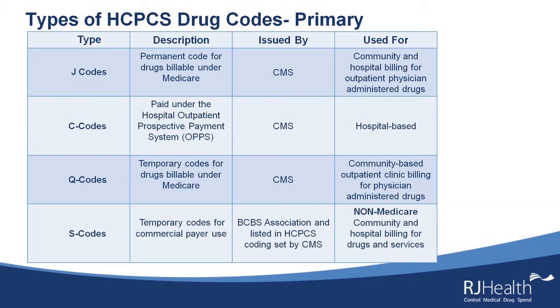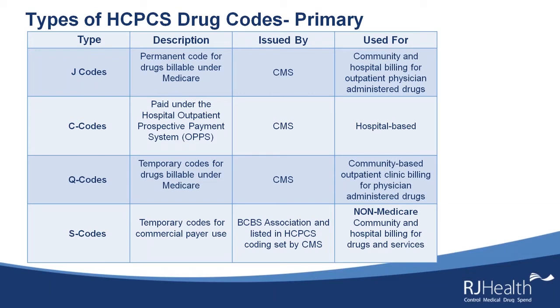Finally, the other primary code we see are S codes. These are created by the Blue Cross Blue Shield Association, and they are listed in the CMS coding set by CMS. These particular products can either be for items that Medicare may not necessarily cover. So you wouldn't bill Medicare with an S code. However, for community billing or for a commercial plan, they could be used. They typically do have that route of administration, generic product name. They can provide a little bit more guidance regarding market share and help for reimbursement rates for commercial plans.